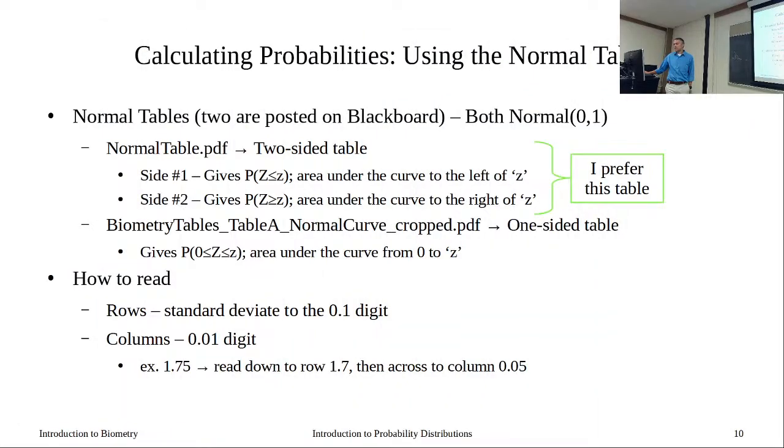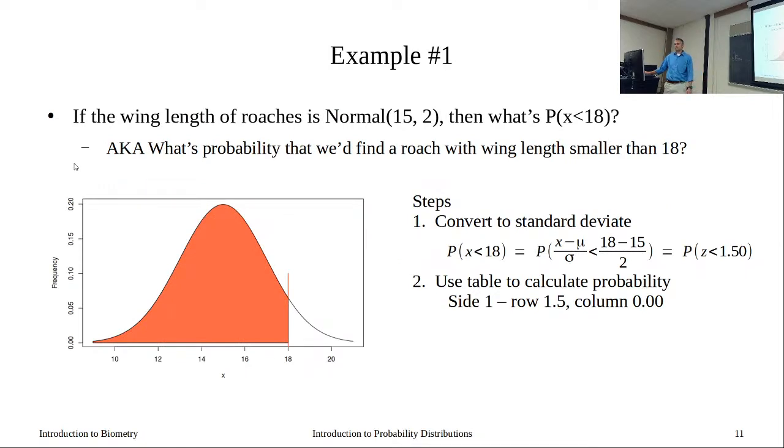And the other table works very similarly. All right, so here's an example. If our wing length of roaches follows a normal distribution with mean 15, standard deviation of 2, then what's the probability we would draw an individual that's less than 18? What we should notice is that we don't have a 0-1 distribution. We've got a 15-2 normal distribution.